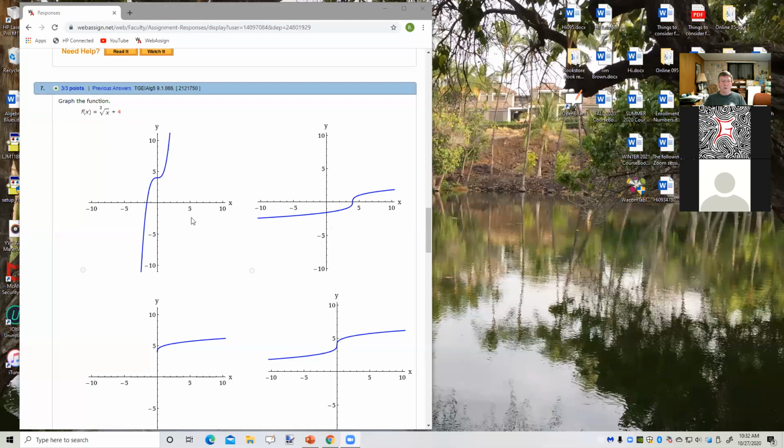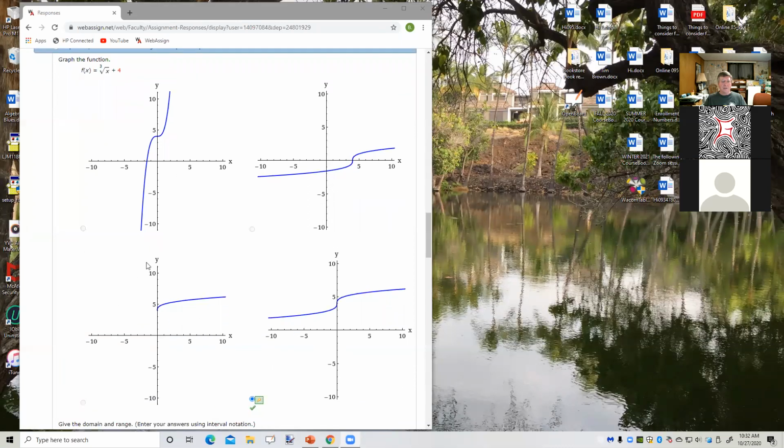Why is that important? Well, look at this graph right here. This starts when x is 0 and y is 4. If the domain is all real numbers, there should be some graph over here. So already we can eliminate this graph in the lower left-hand corner. Any questions about that?